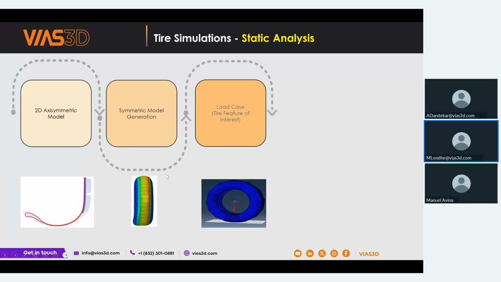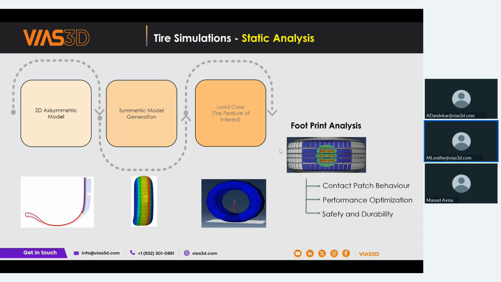Once the full model is ready, we can do further analysis such as contact with the ground surface or vehicle load at the axle. This approach is very computationally efficient, because compared to applying the inflation pressure on the full three-dimensional model, if you follow this axisymmetric or symmetric results transfer approach, it is almost 60% faster than the conventional one.